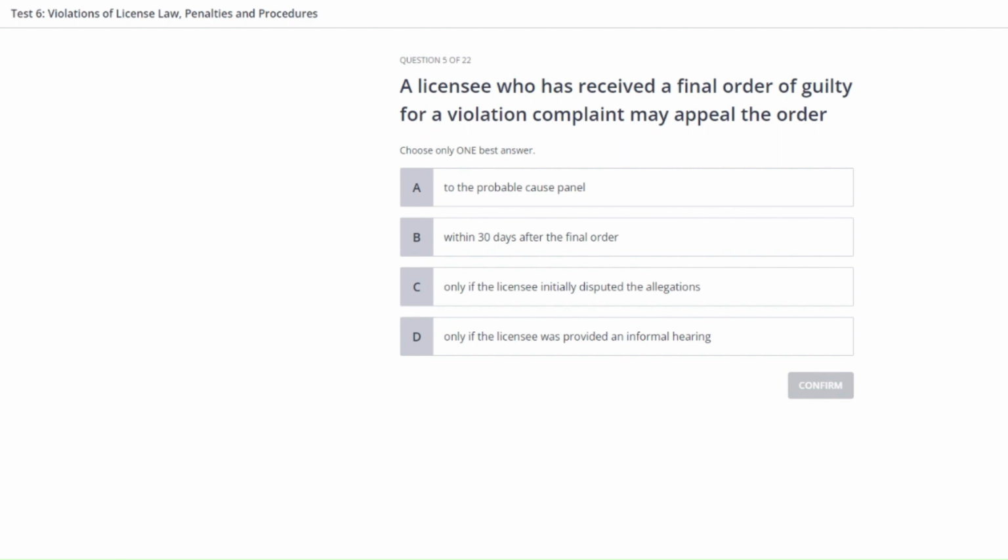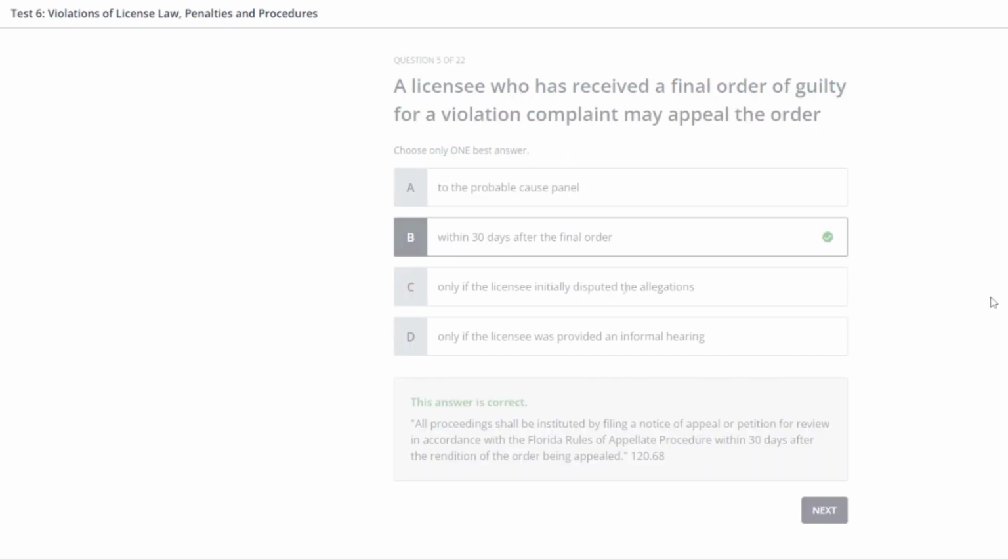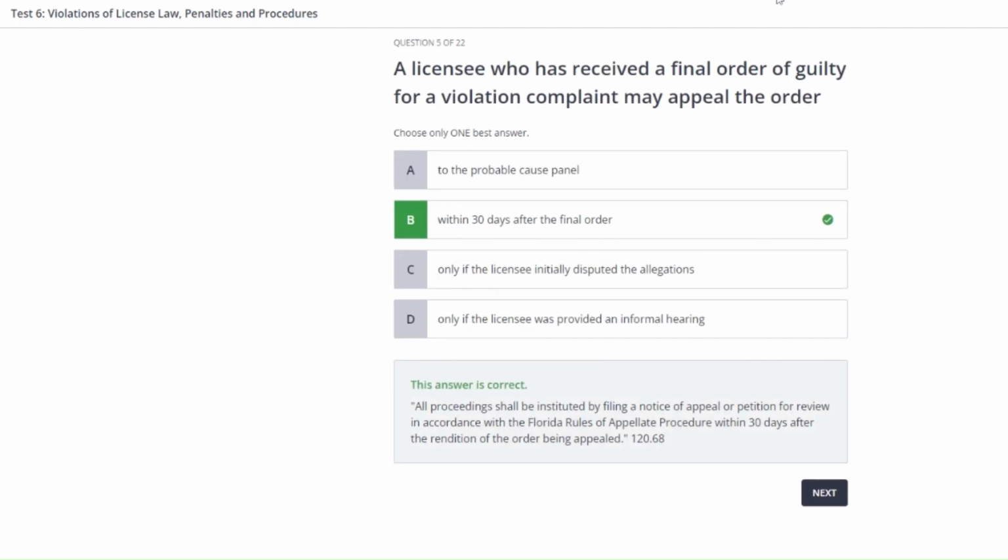Alright, I hope you made your selection. Now let's reveal the correct answer. Well, the correct answer is Option B, within 30 days after the final order. All proceedings shall be instituted by filing a notice of appeal or petition for review in accordance with the Florida Rules of Appellate Procedure within 30 days after the rendition of the order being appealed.